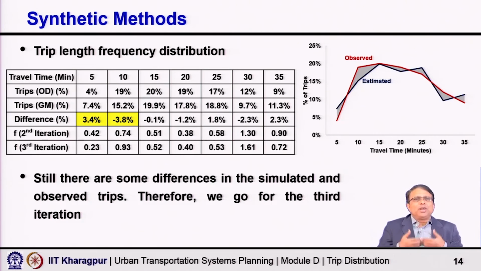So, again modify the value of f. I have shown here what f we used in the second iteration, and then with those f, what percentage of trips with respect to each travel time we got from our gravity model and what percentage of trips is actually observed. Based on that, again I fine-tune the value and then go for iteration 3.